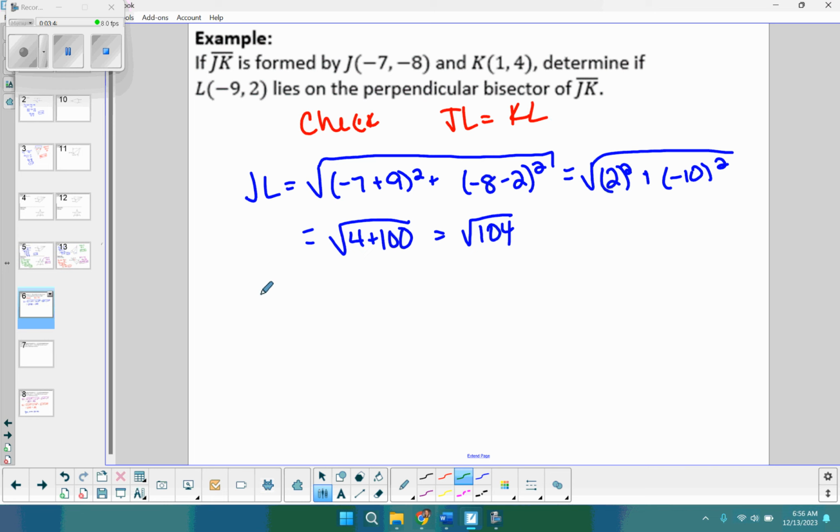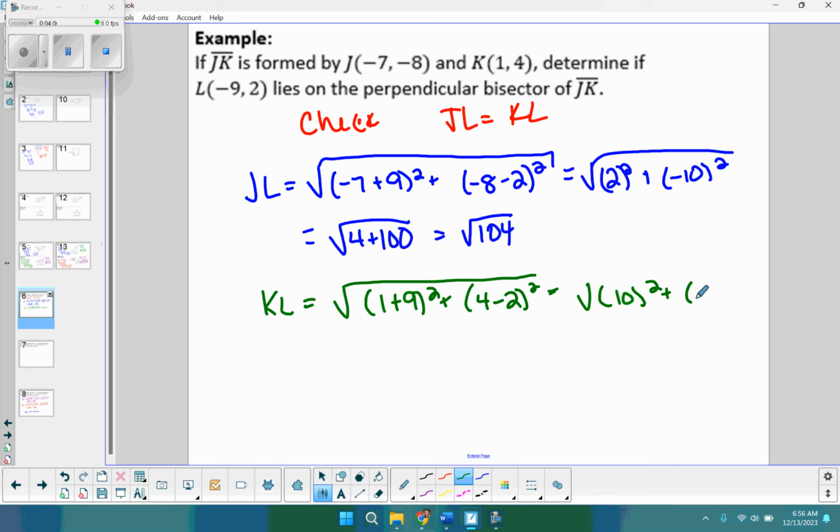Now I'm going to check KL. So that's going to be 1 minus -9, or 1 plus 9, and 4 minus 2. So 1 plus 9 is really 10. 4 minus 2 is really 2. So this is 100 plus 4, which is also the square root of 104. So yes, L lies on the perpendicular bisector of JK, since JL equals KL, meaning L is equidistant from J and K.